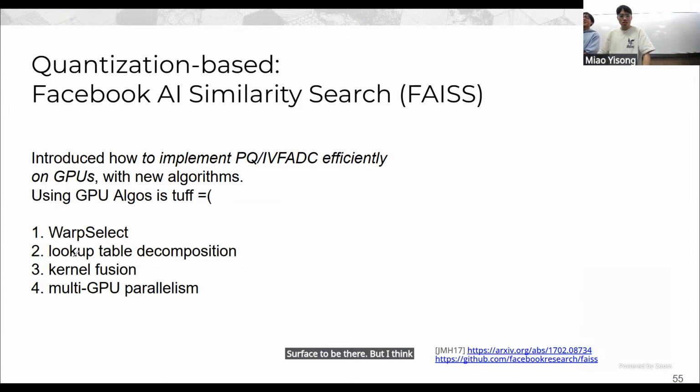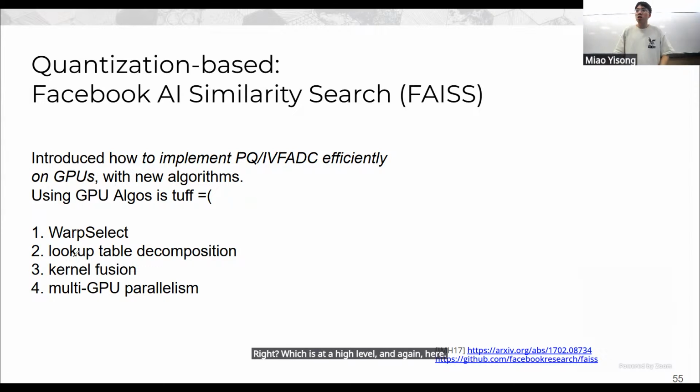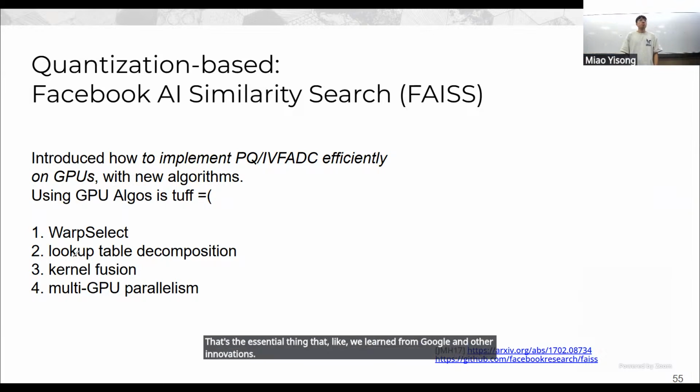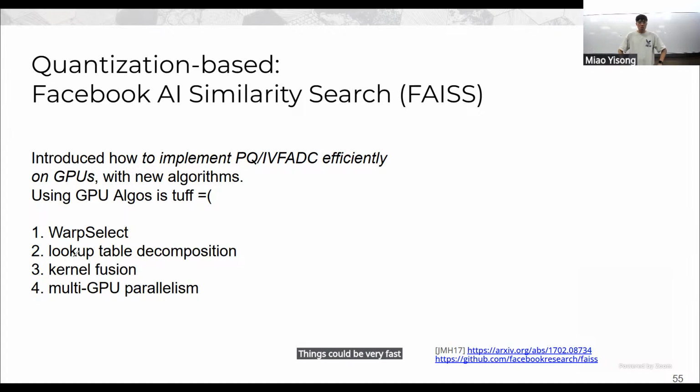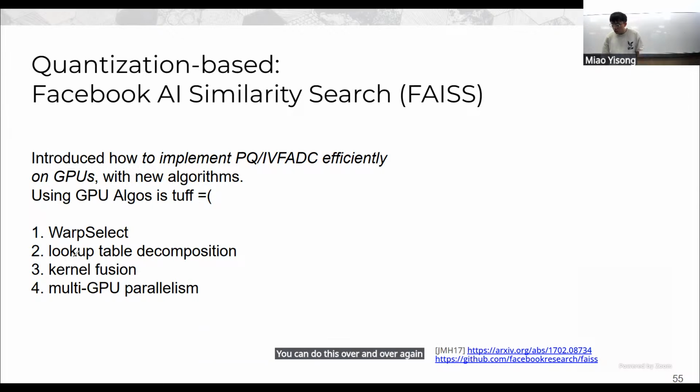So I think one of the good things that Hong Yi presented was the residuals, right? So you have the case of quantization doing the coarse grain, which is at a high level. And again, just like Indra was just saying, the important thing is coarse grain means you have a lot of fidelity loss, but because it's coarse, it can be done very quickly, right? That's the essential thing that we learned from Google and other information technology. Things can be very fast, they can be distributed, they can be a very good approximation. You can do this over and over again, like a coarse grain approximation to another coarse grain approximation to another. But of course, then you have more computation. Right? Those are some techniques.